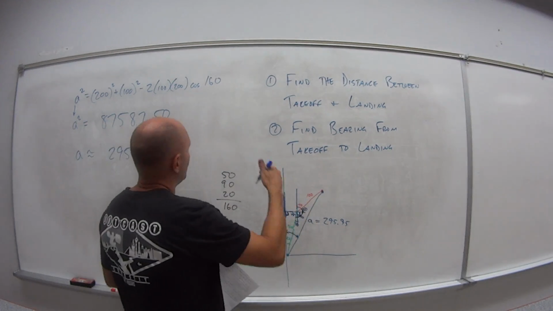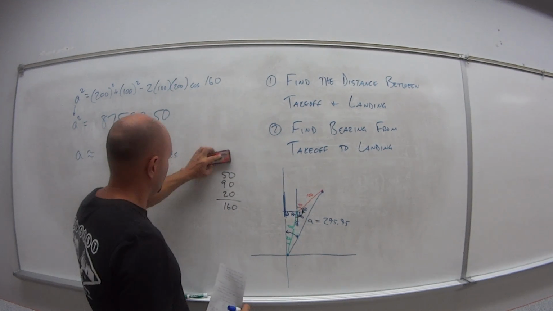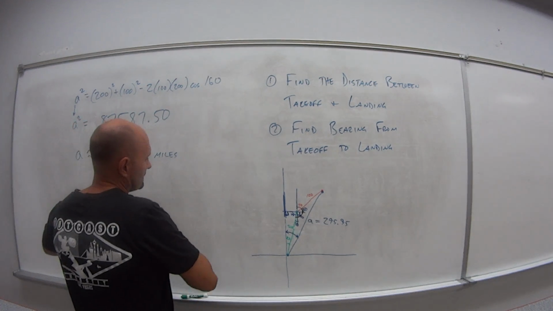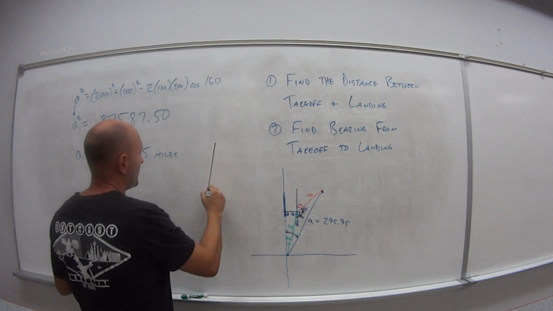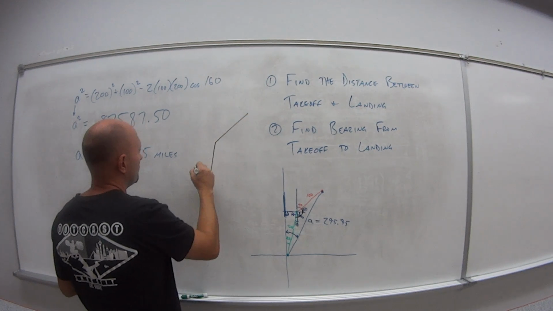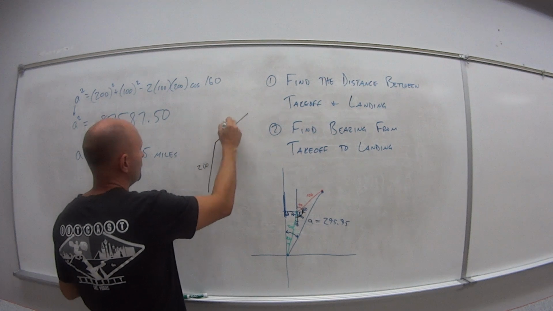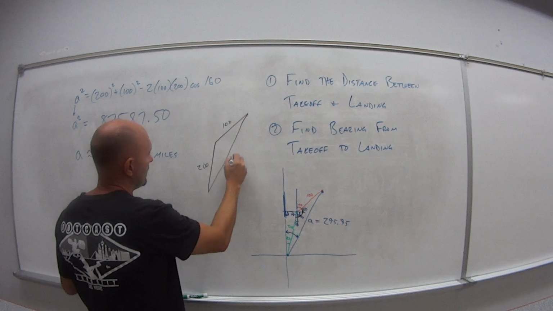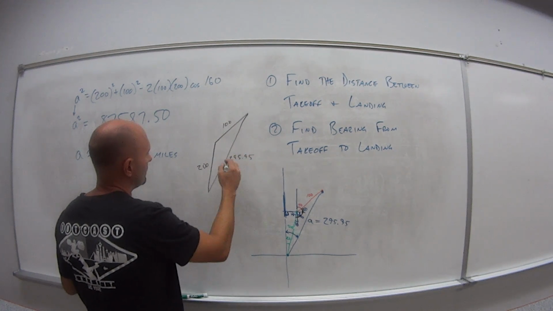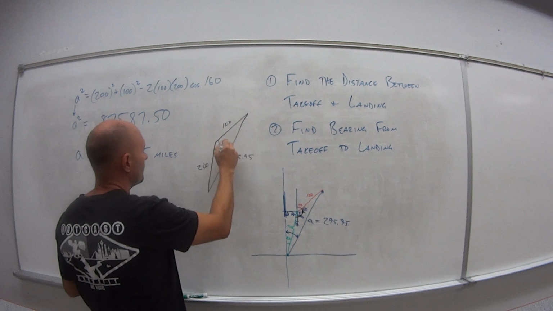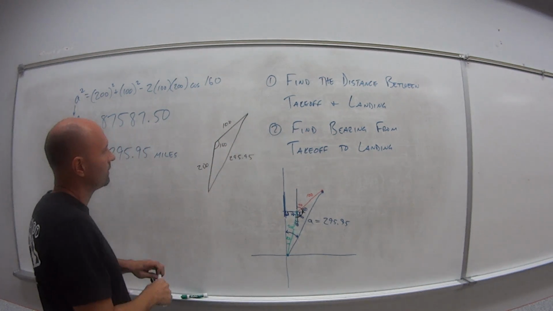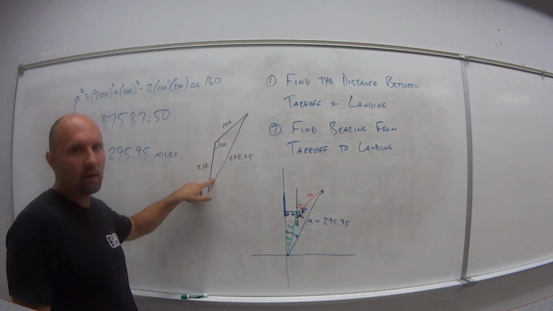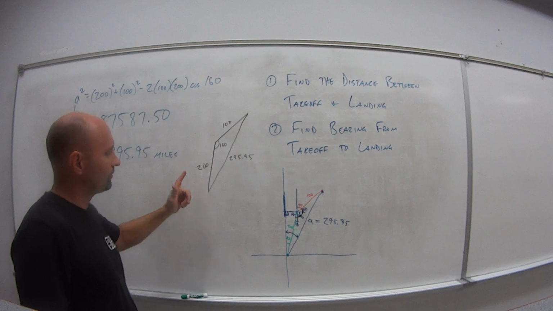If I have this triangle, I'm going to redraw it just to clean it up a little bit so we can see what we have. So what do we have? We have a side here, a side here. This one is 200. This one is 100. We just figured this out to be 295.95. And this angle in here is 160 degrees. So I have an angle and a side. I need this angle down here. So what can I use? I can use law of sines.